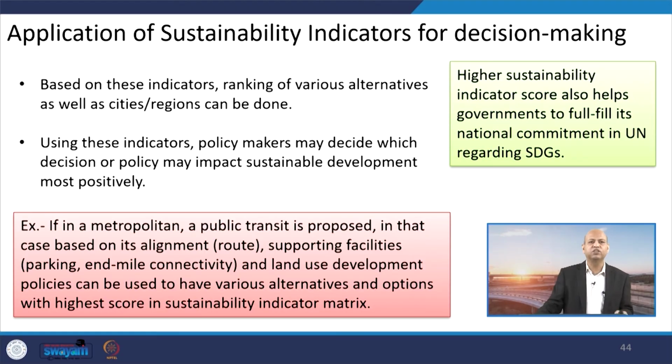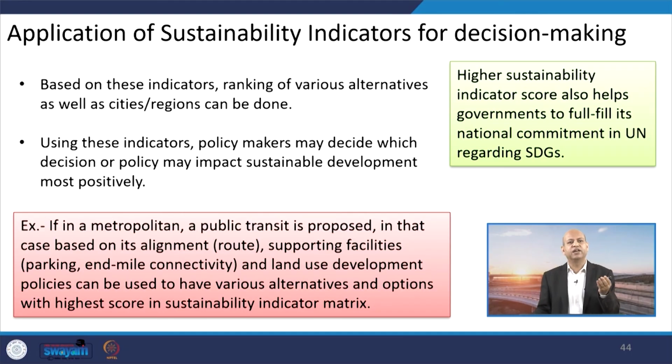Similarly, when we talk about the application of sustainability indicators for decision making, then it should be based on these indicators, like ranking of various alternatives as well as cities or regions, which can be done by using these indicators. Similarly, using these indicators, policy makers may decide which decision or policy may impact sustainable development most positively, so that we can go in that direction. A higher sustainability indicator score also helps governments to fulfill their national commitments towards the SDGs of the United Nations.